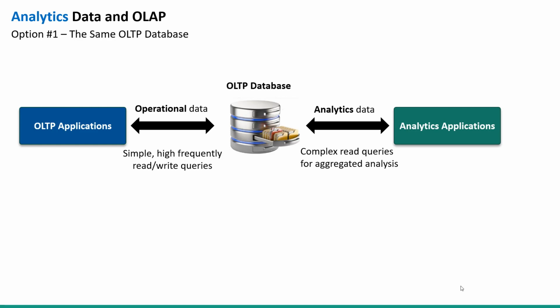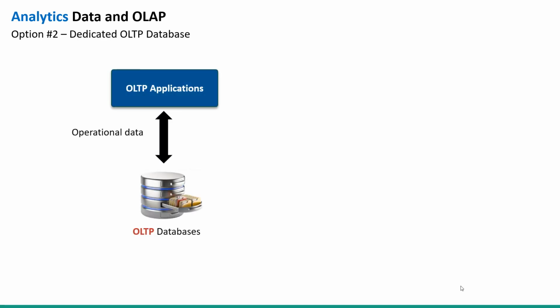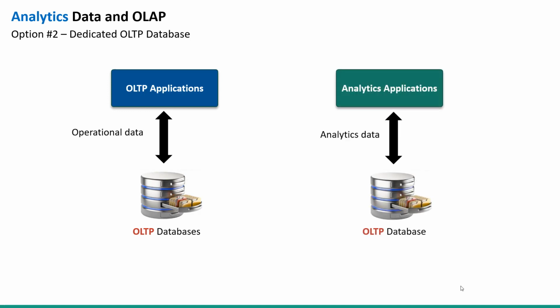The second option is to use one or more OLTP databases for operational data and another dedicated OLTP database for analytics data. In such an architecture, the workload on one database system will not impact the workload on the second database system. This workaround is working reasonably well for simple analytics requirements.